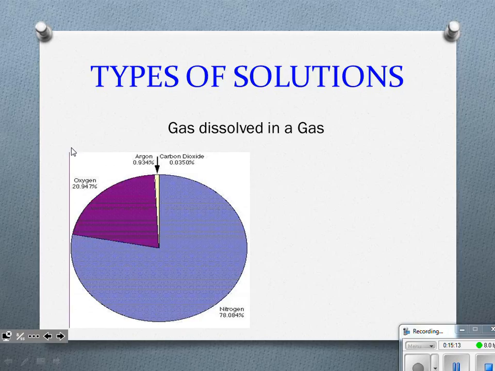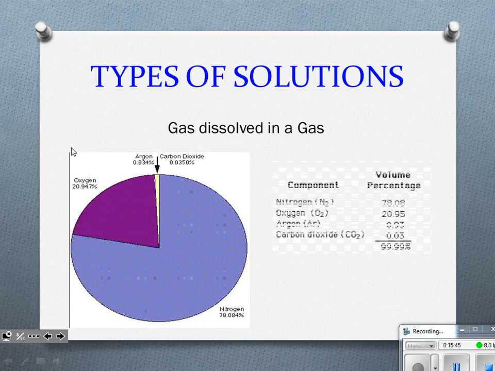A gas dissolved in a gas, here we go. We're talking about our air. You probably cannot read this in the back, but it says 78% nitrogen, 20.94% oxygen, argon 0.93, carbon dioxide 0.035. So that is gas dissolved in a gas. We have carbon dioxide, argon, oxygen, all dissolved in that nitrogen. That's the air we breathe in. Those components make up about 99.99% of our air.